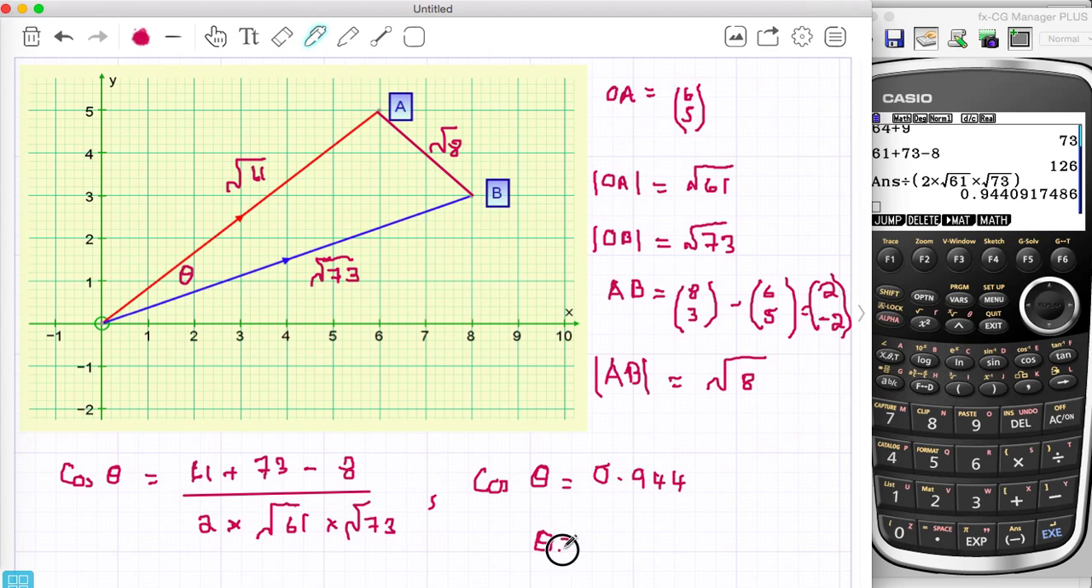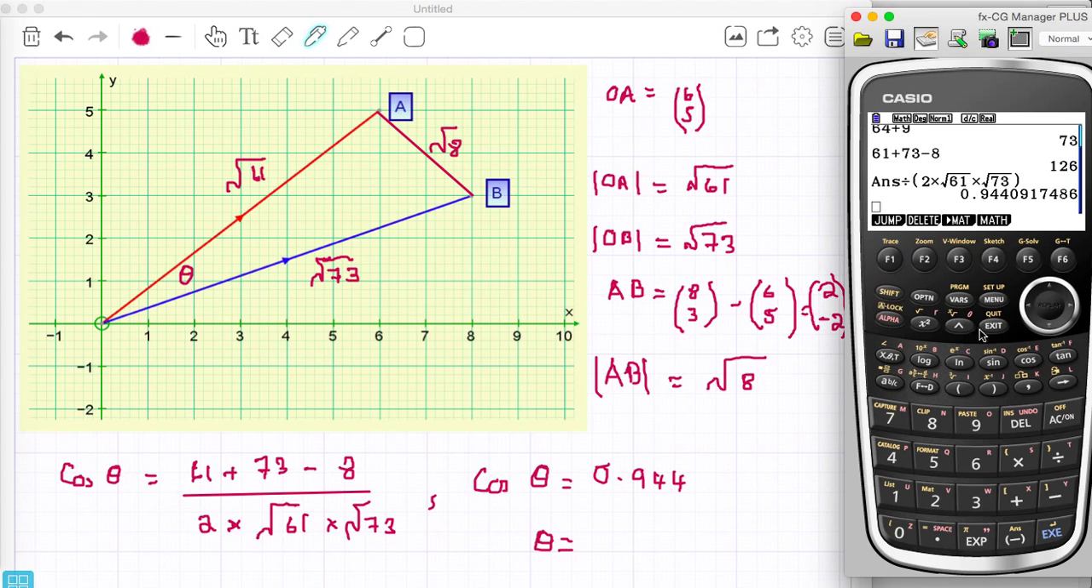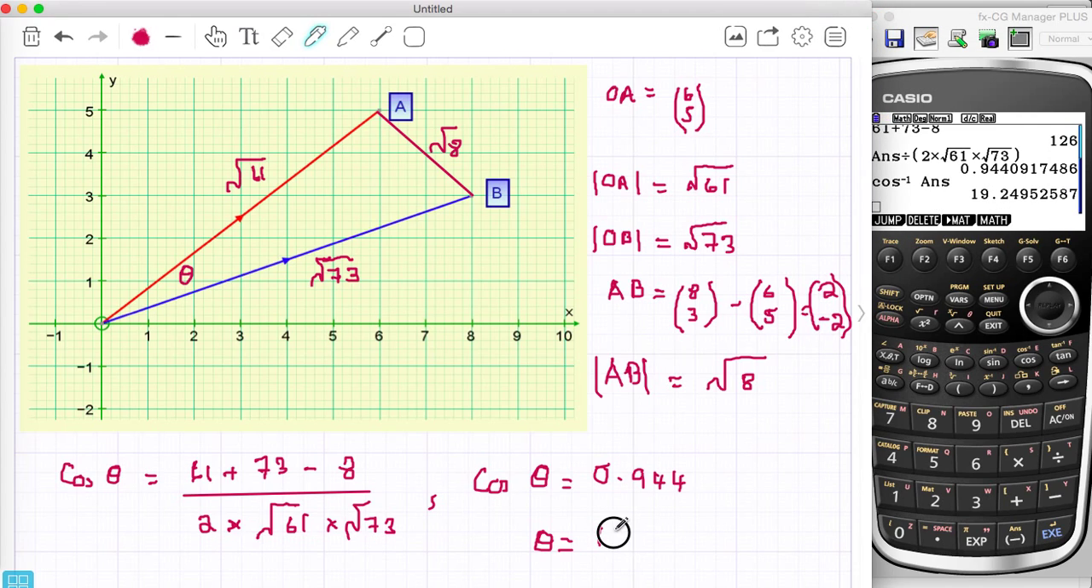And finally, theta equals, so I need to do inverse cosine and then take my answer. So it's 19.2 degrees, or let's just keep that as 19 degrees. So I've now used the cosine rule with the vectors to find the angle, and in the next video you'll be able to see how I can use this in general.